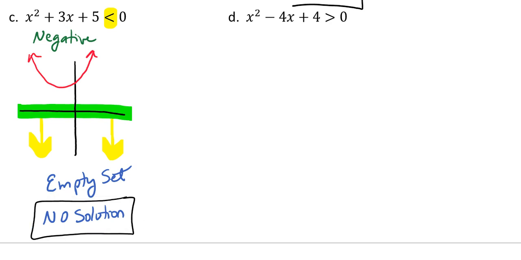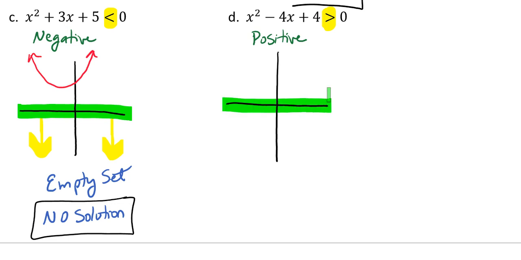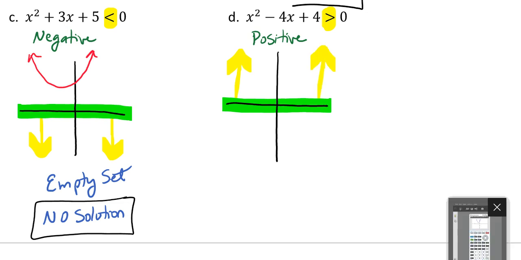Let's try another unique solution. Here we have x squared minus 4x plus 4 is strictly greater than 0. Let's write down what we're looking for. So we're looking for positive only. Only positive, which means that if I was looking at my graph, and this is my x-axis, I would care about only things that were above the x-axis. All right, so let's graph that.